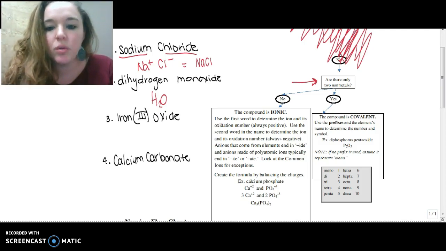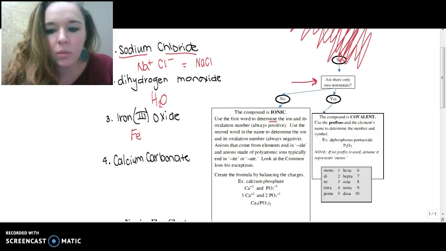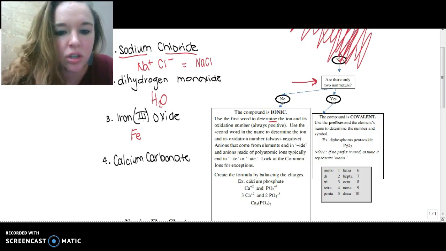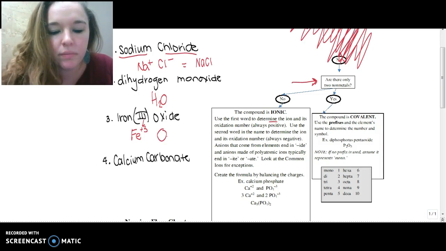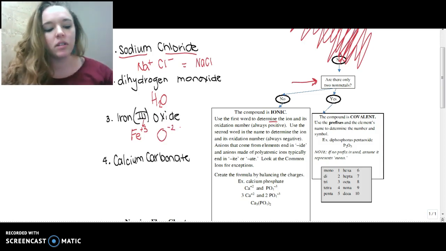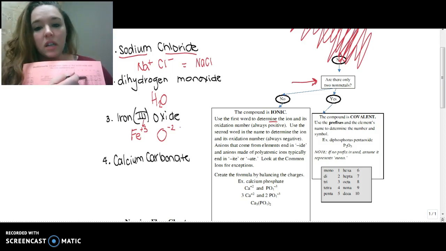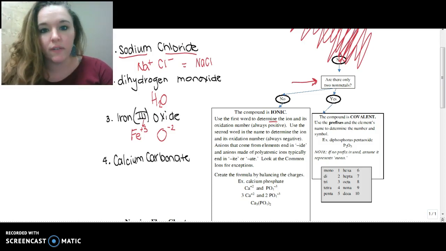So the compound is ionic. Use the first word to determine the ion. So iron, Fe, and we know that the Roman numeral, even though it doesn't say, the Roman numeral represents the charge of the iron. So +3, and then you have oxide, which is O, -2. The charge on oxygen is always going to be the same. It's always going to be a -2 because of the column that it's in. It has 6 valence electrons, and therefore is going to need 2 more to reach a full octet. So that's how it gets a -2 charge.